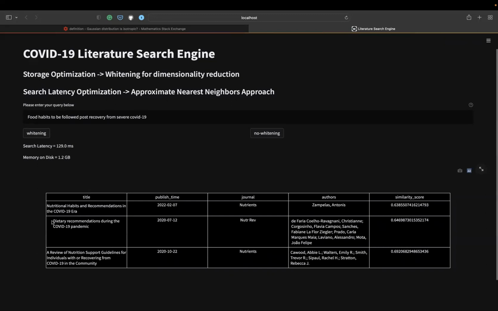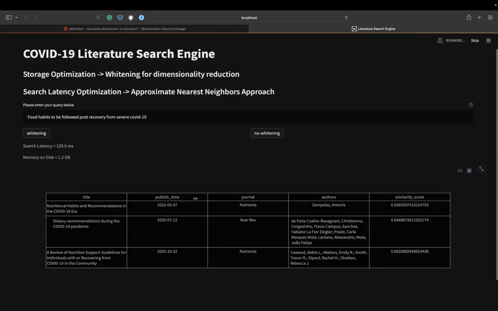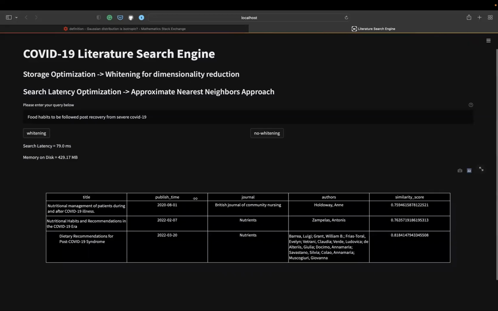Suppose I compare the second article, dietary recommendations during COVID-19 pandemic, it is 64. Suppose with whitening, we'll see how much it is. Yeah, the same one has 81 as opposed to 64 without whitening.